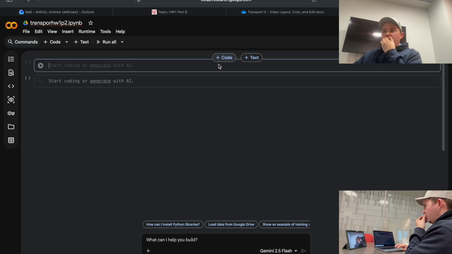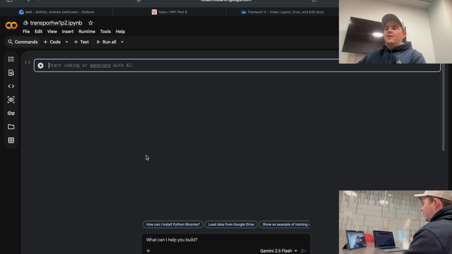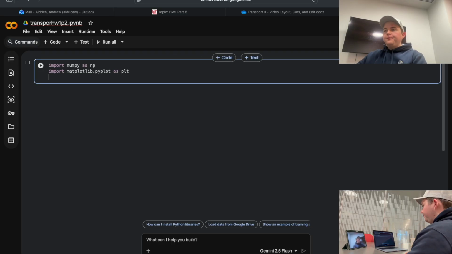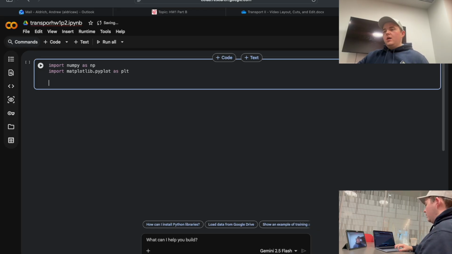These are just our imports. NumPy as np, and right here is the matplotlib pyplot, so we can plot our graphs later.